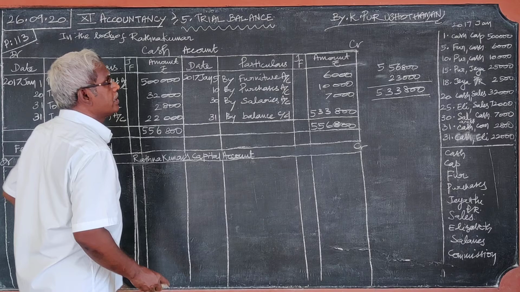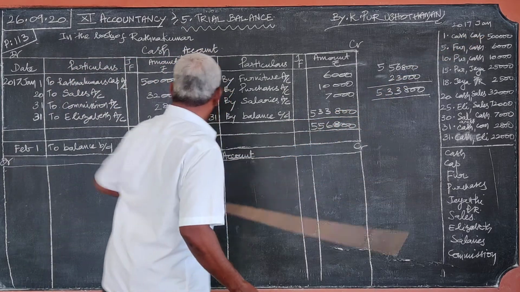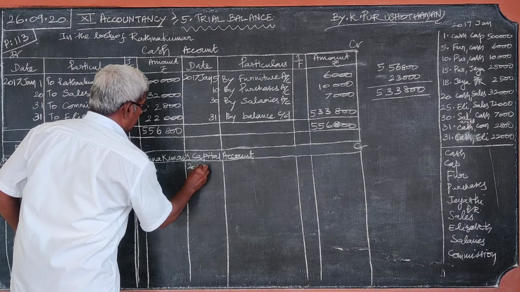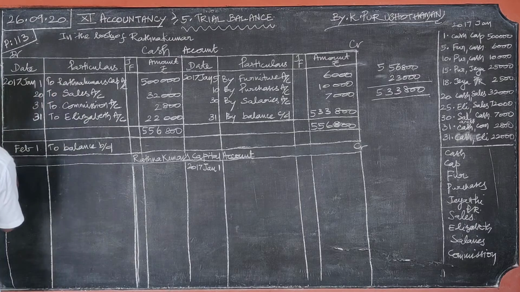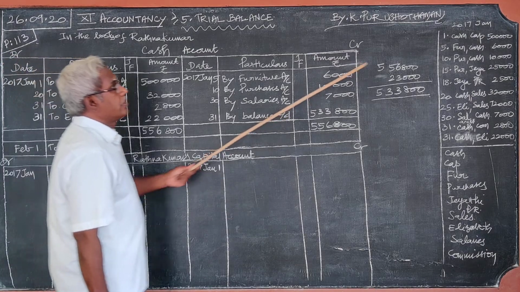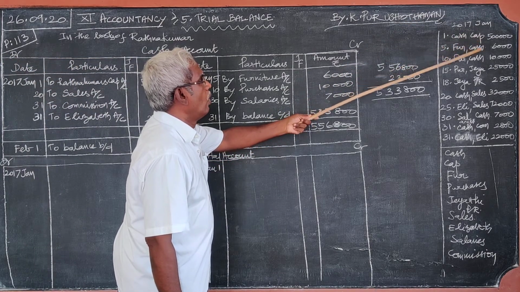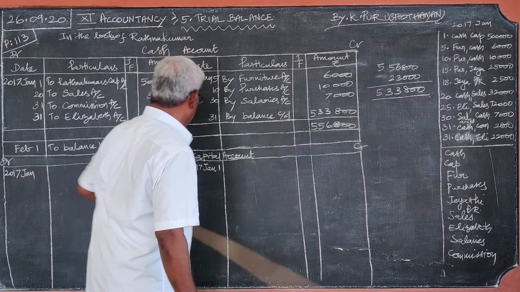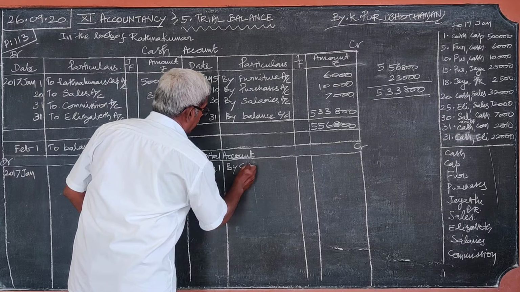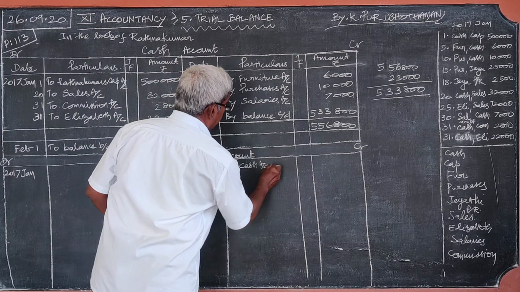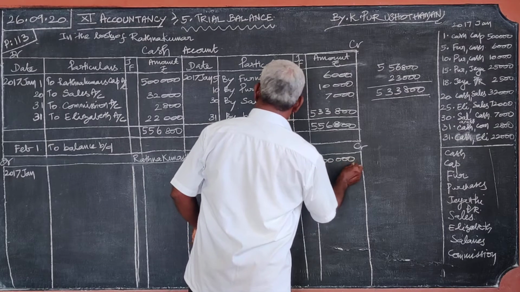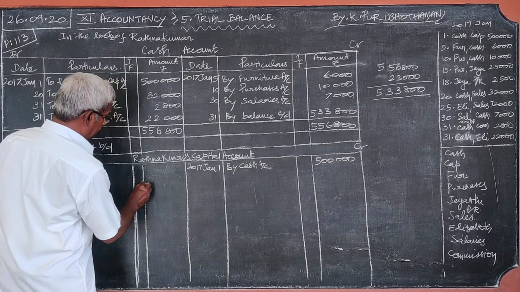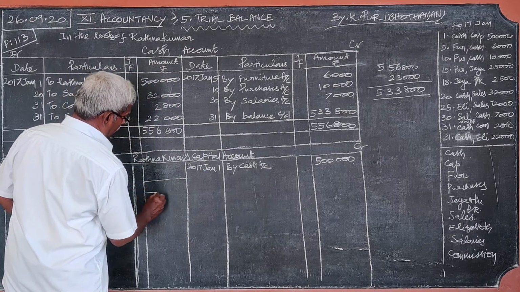In this, where is Ratna Kumar's capital account? On the credit. 2017 January 1st. Here on the credit side, capital, and what is coming along with this capital is cash. Therefore, by cash account, the amount is 5 lakhs. No other entry for capital. Therefore, we can close the ledger.